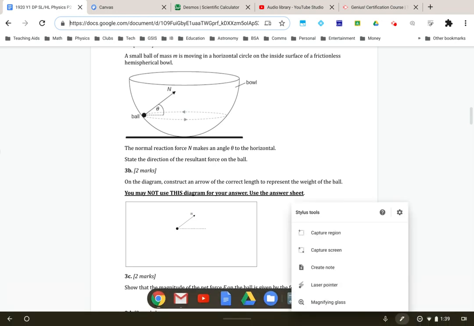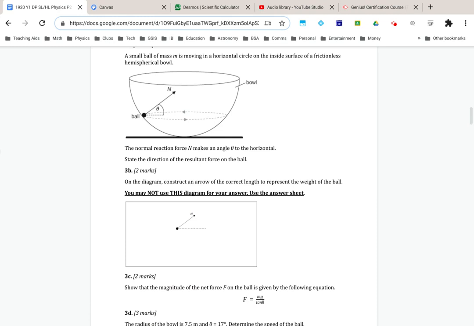If I look at the setup here, note that the normal force, as it is defined, is perpendicular to the surface of the bowl. This is a circle, and so this tangent right here, at this point, the surface of the bowl is this tangent, and these are perpendicular. So the normal force is perpendicular to the surface of the bowl, the inside surface. And then we have, of course, the force of gravity. We're going to get into that in part B, where we make a free body diagram.